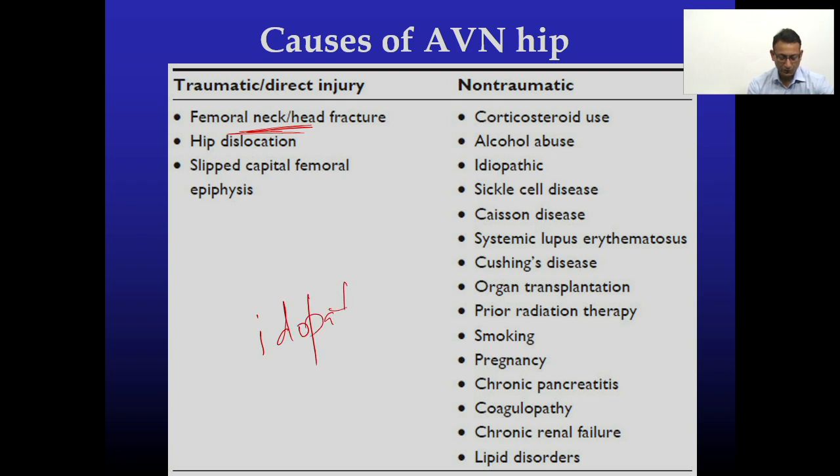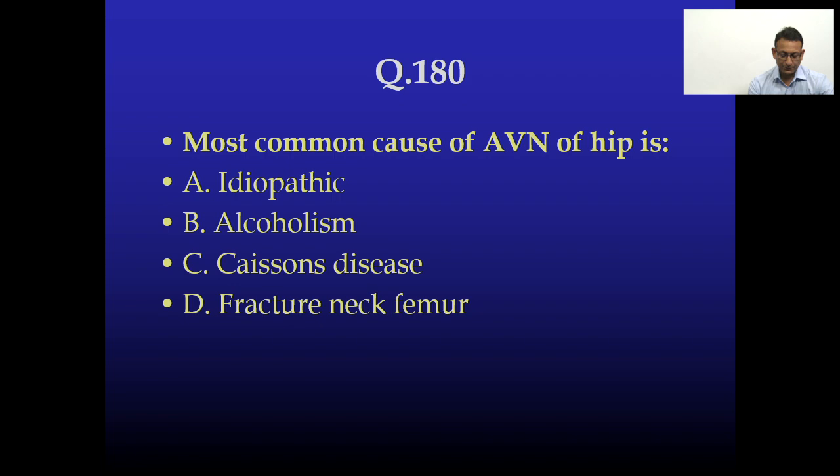Idiopathic means we do not know what is the exact cause, and in most of the cases of AVN which we see in the clinical practice, the cause is not obvious. Okay. So the most common cause we term as idiopathic for avascular necrosis of the hip. So answer of the question 180 is going to be A, idiopathic.